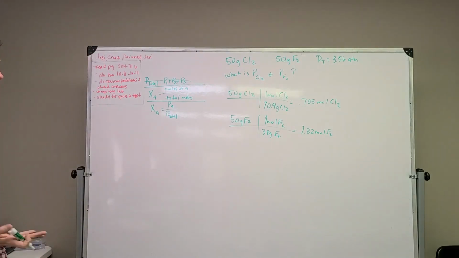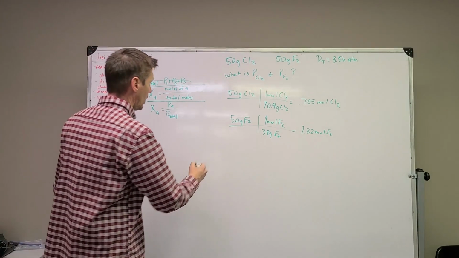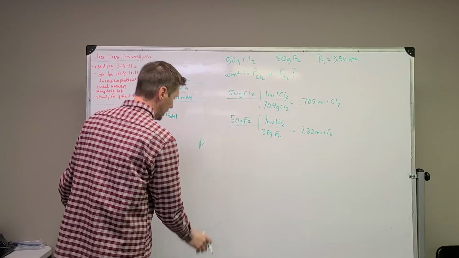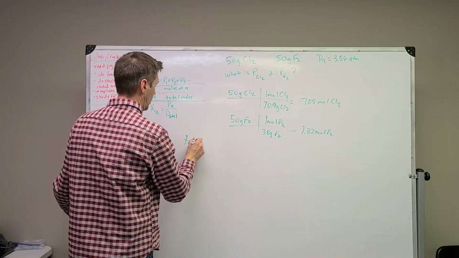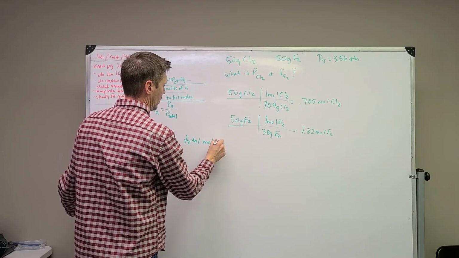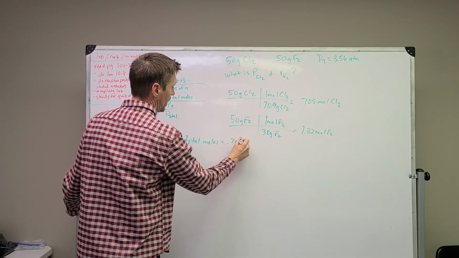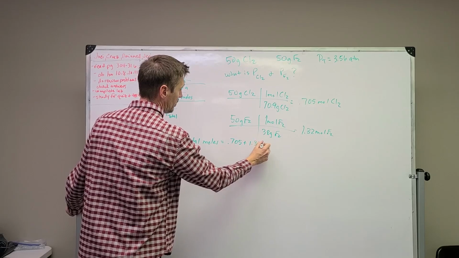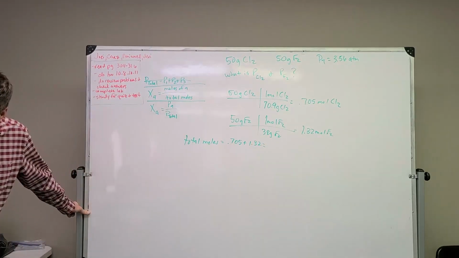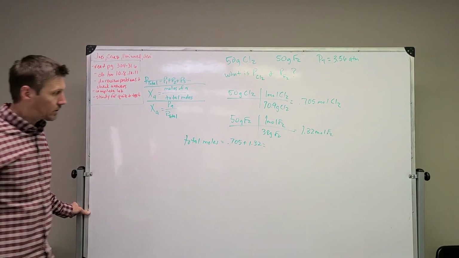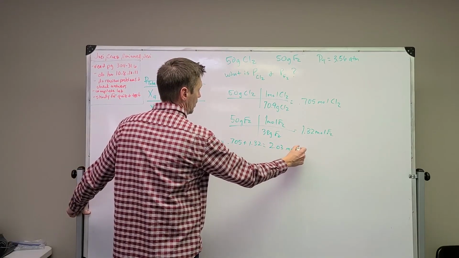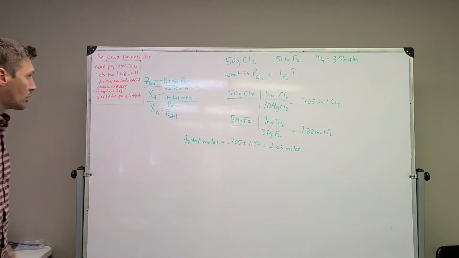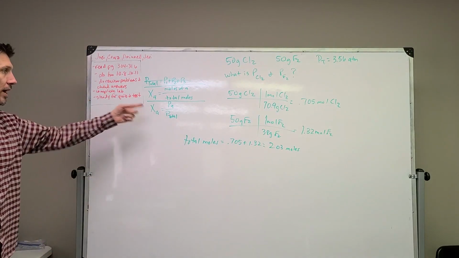Now we can figure out the total number of moles in the system, right? In our mixture here, total moles is equal to 0.705 plus 1.32 to give us a total of 2.03. Right? So now we can figure out the mole fraction for each one.